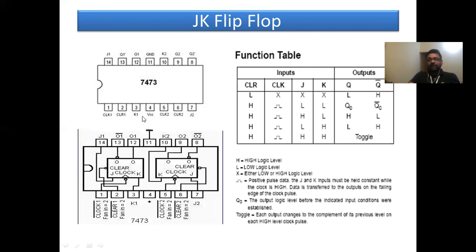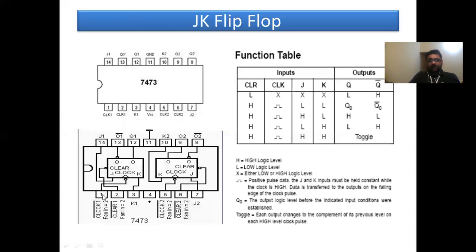And apart from that, you require power supply. So you have VCC and ground. In this particular 7473 IC, the VCC and ground are not pin 14 or pin 7, rather they are in between. As you can see in the diagram, the ground is the 11th pin and the VCC is the 4th pin. So these are the power supply, and you can see here what the different pins are.